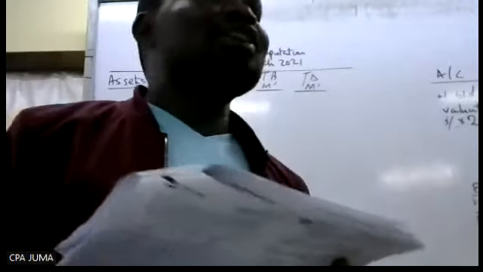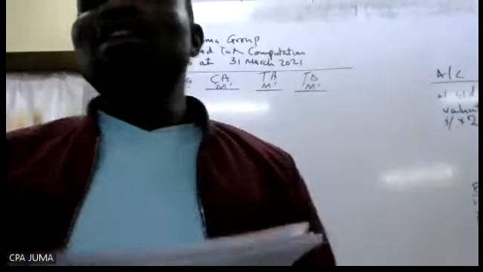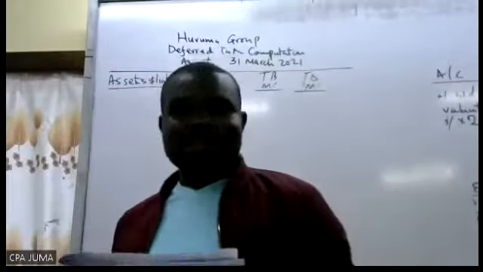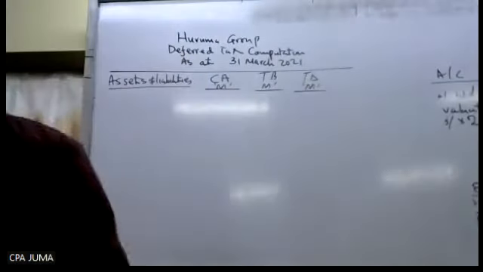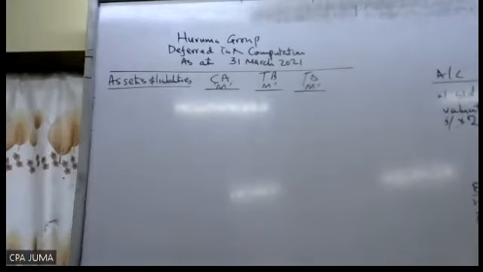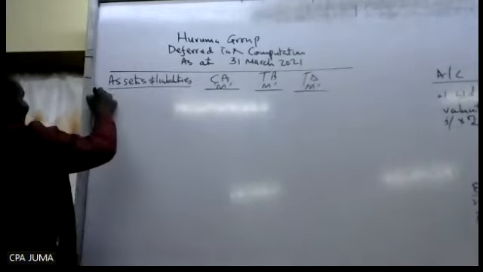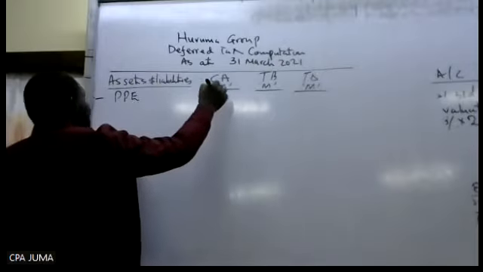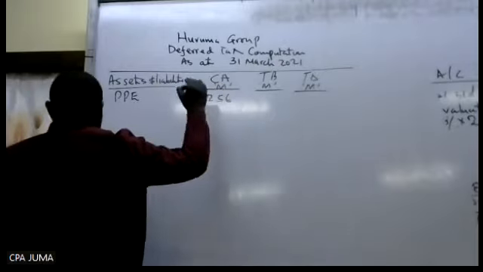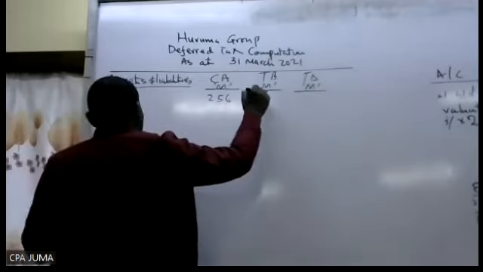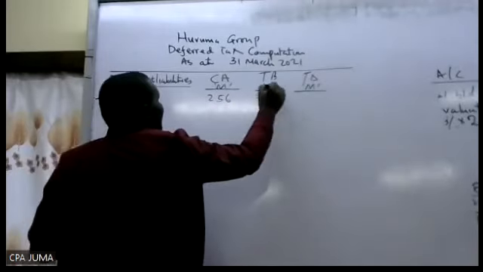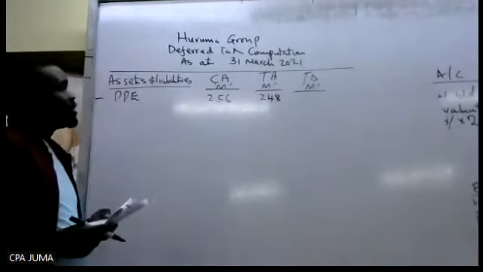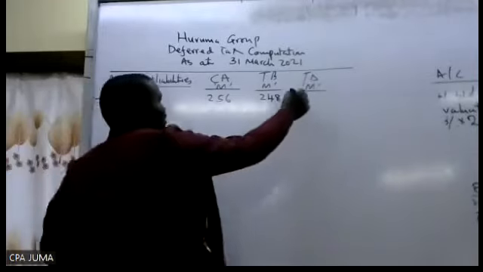Si book value ni hiyo 256 and tax base is 248. Why were they taking us a long story? Mpaka mtu anasikia ni kama tunataka kuanza consolidation. So PP, this is 256 and this is 248. A difference of how much? 8, taxable.